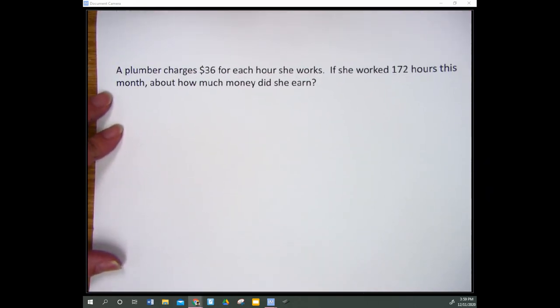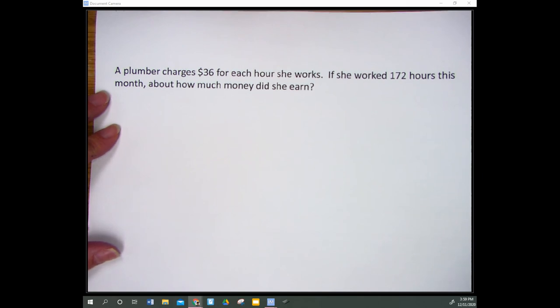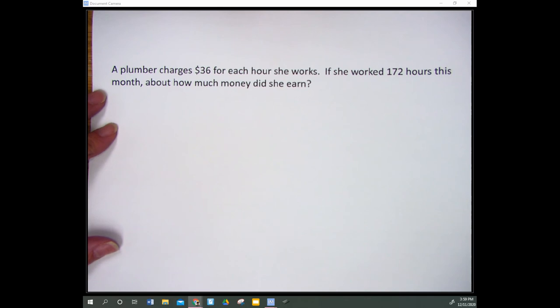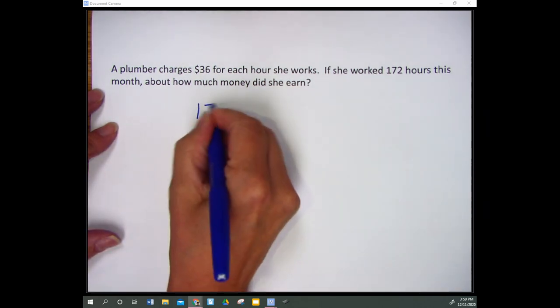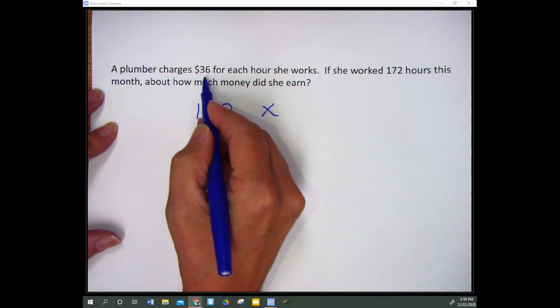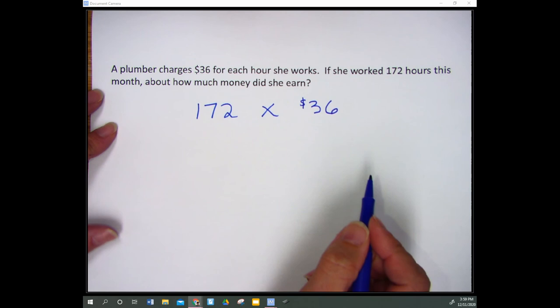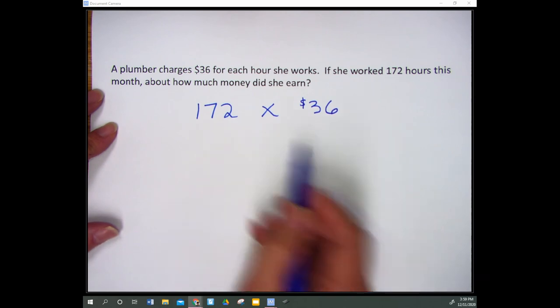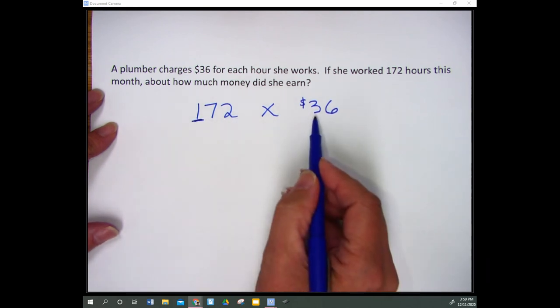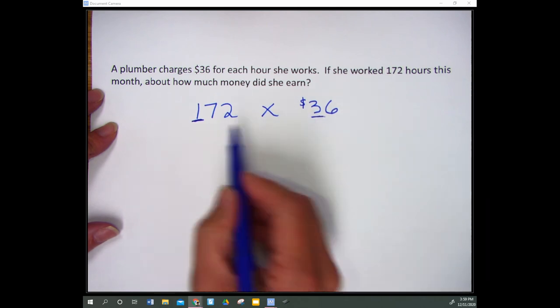A plumber charges $36 an hour for each hour she works. If she worked 172 hours this month, about how much money did she earn? Well, I hope she earned enough to take a vacation. That sounds like a grueling work schedule for that plumber. All right, so how am I going to estimate this? Well, she did 172 hours, so 172 times, she gets $36 an hour. Okay, so I need to round to the greatest place value column, right?